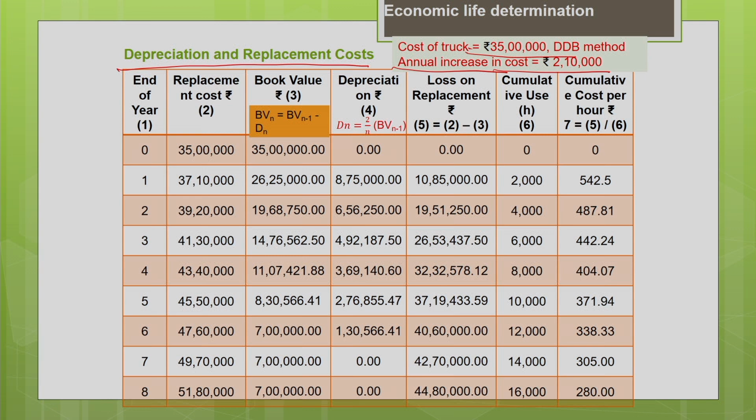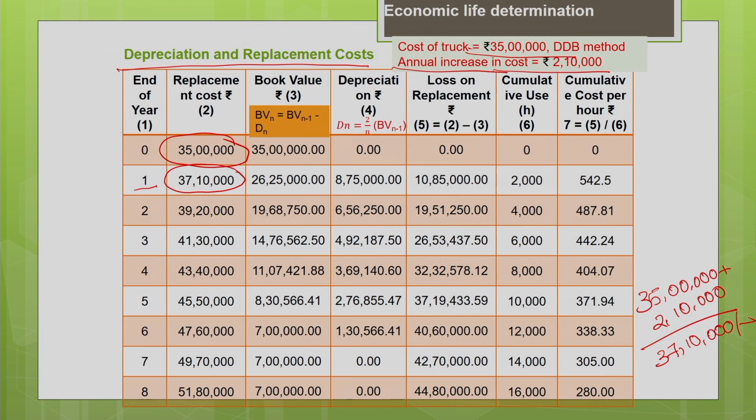Annual increase in the cost is rupees 2,10,000 due to inflation. So, after 1 year, if we want to replace the particular machine, the increase in the cost will be 2,10,000. So, initial cost is 35 lakh. At the end of 1 year, if you want to replace the machine, you have to spend 37,10,000 to replace the machine. So, there is an increase in cost of 35 lakh plus 2,10,000. So, at the end of first year, if you would like to replace, the cost will be 37,10,000.